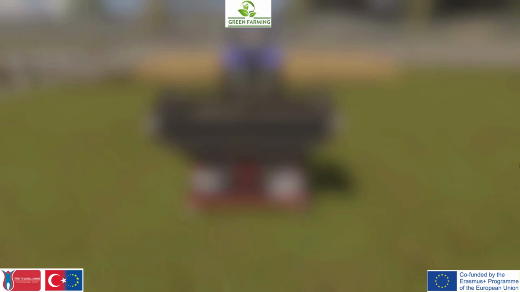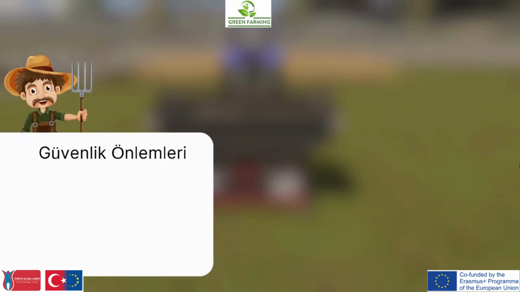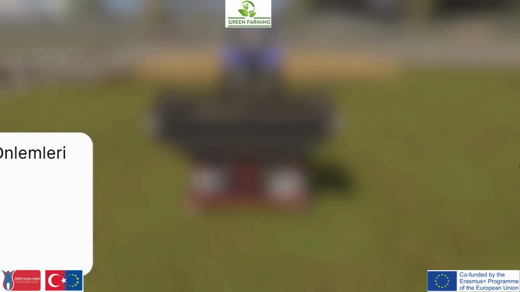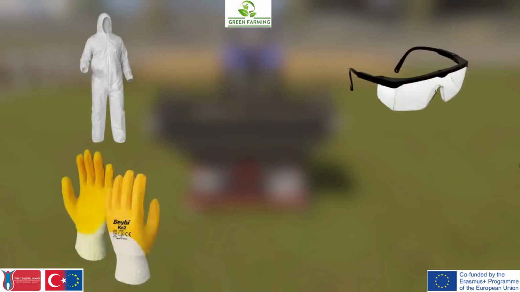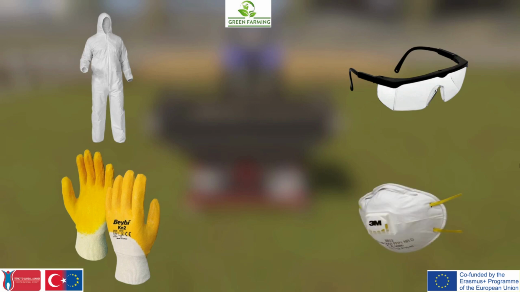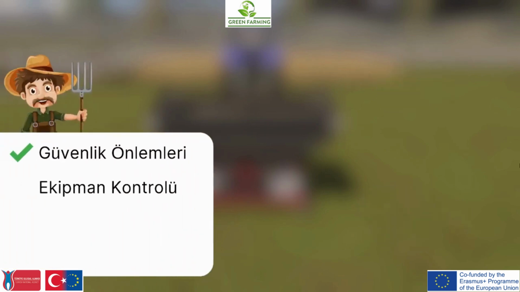Attaching the fertilizer spreader to the tractor. Safety measures. Ensure that the tractor and the machine are turned off and the handbrake is applied. Wear personal protective equipment such as work clothes, gloves, and safety goggles as per occupational health and safety regulations. Since some fertilizers can be harmful to human health, wear a protective mask and be mindful of wind direction.